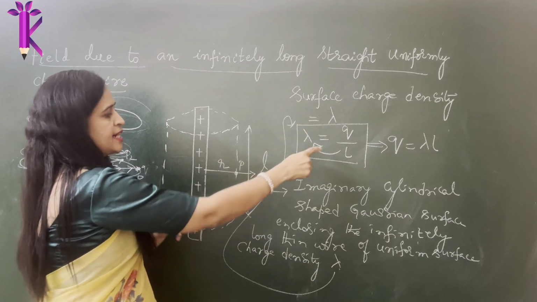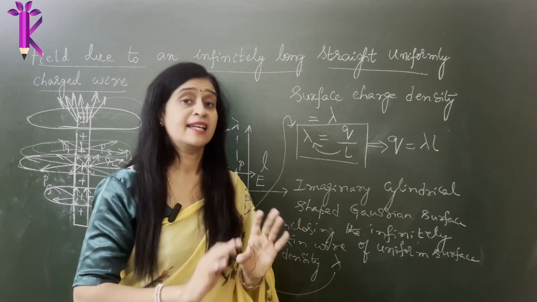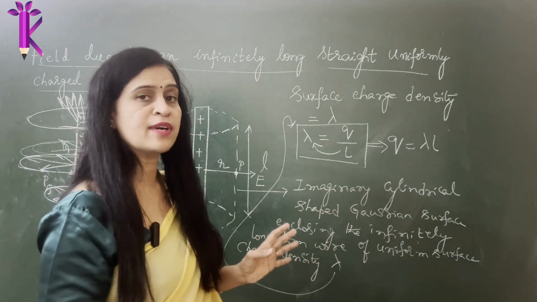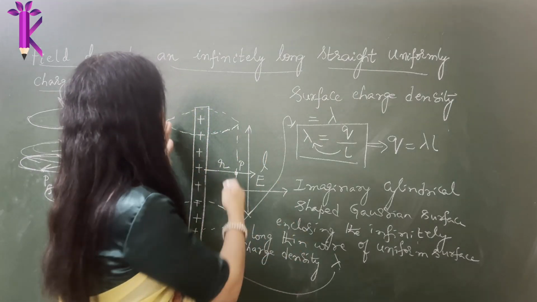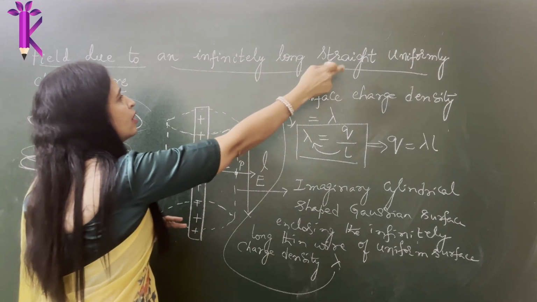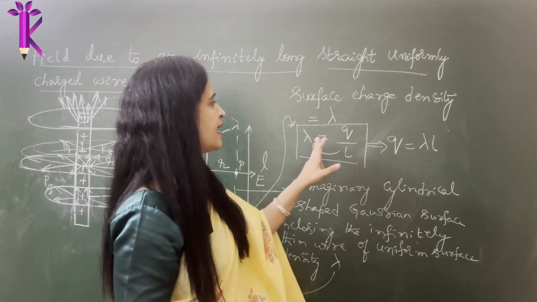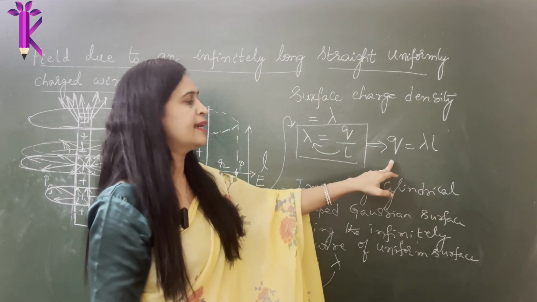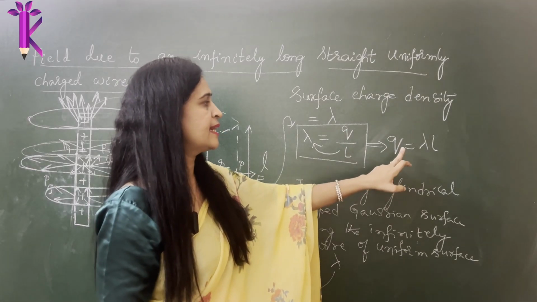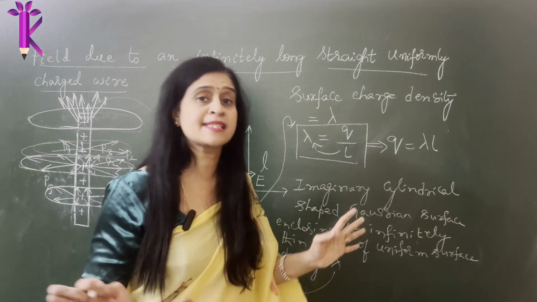Then from here you go to this expression. Therefore, charge density is given by Q by L, and Q is equal to lambda L. Again, I repeat. So what is your first sentence? Consider an imaginary cylindrical Gaussian surface enclosing the infinitely long thin straight wire with uniform charge density lambda, where lambda is given by Q by L. In other words, you can mathematically write it as charge Q is equal to lambda into L. That is the first step.